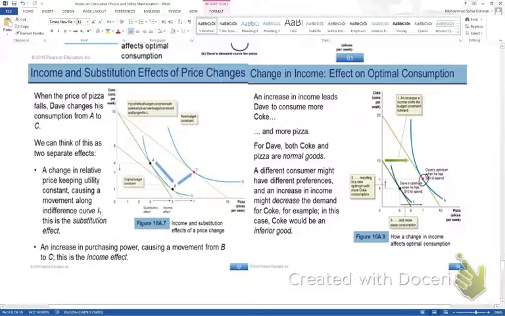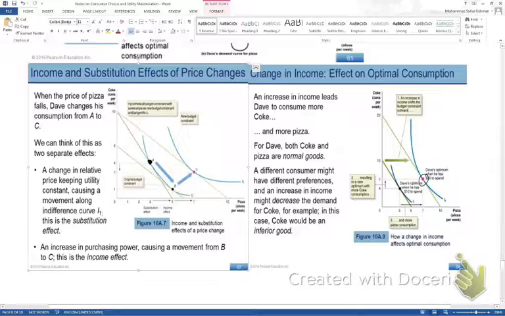So again, we are starting with a situation where our original bundle is at point A. So A is where we are originally consuming. Our original budget constraint was the green line, and then our budget constraint pivots. And we move to point C. So we basically move from point A to C, but we really need to now decompose that.